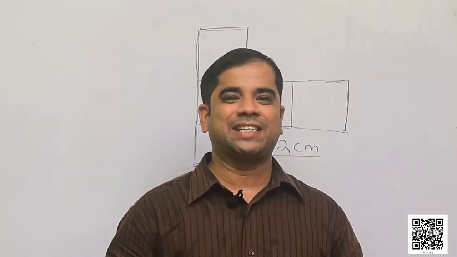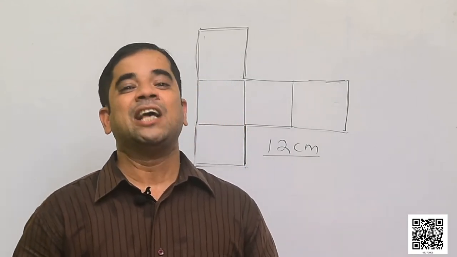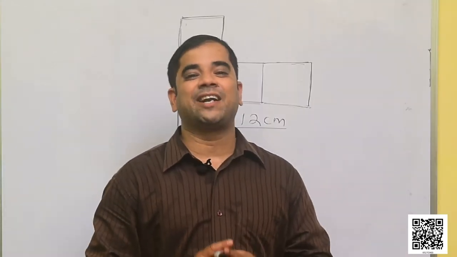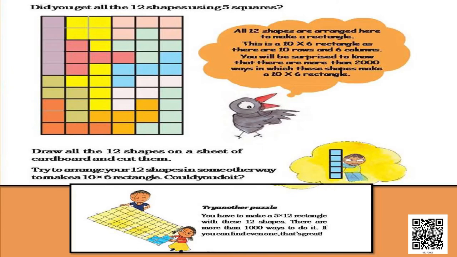So this 10 into 6 rectangle will have all these 12 shapes interconnected to each other. So the total area will be 10 into 6, that is 60 square centimeter. And you will be surprised to know that there are more than 1000 ways in which these shapes make a 10 into 6 rectangle. Got it?